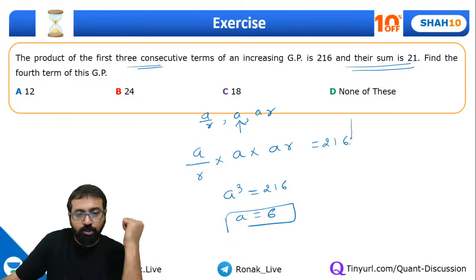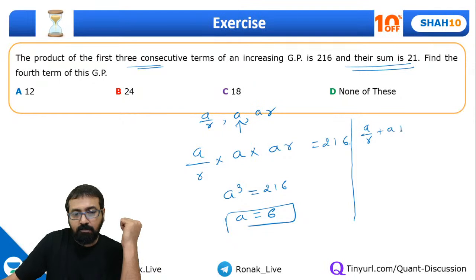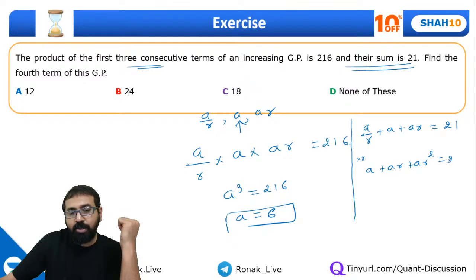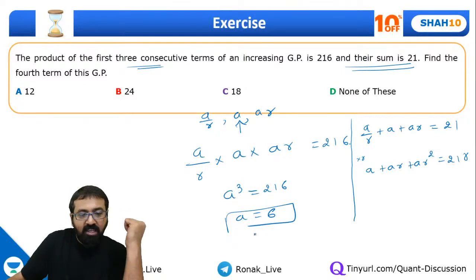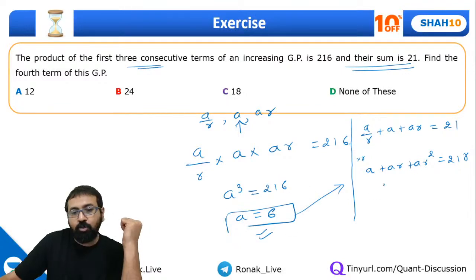Let me just do it over here. A by R plus A plus AR is given as 21. Now let me multiply both sides by R. So I'm multiplying by R, so I'll get A plus AR square equal to 21R. By the way, what is A? A is 6. Let's plug in that value over here.